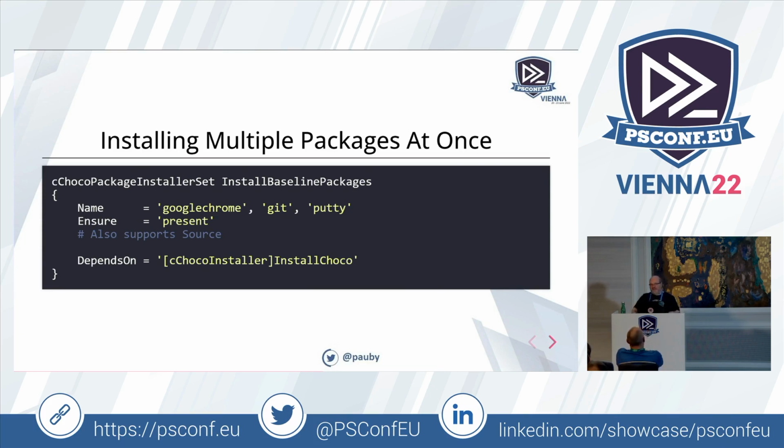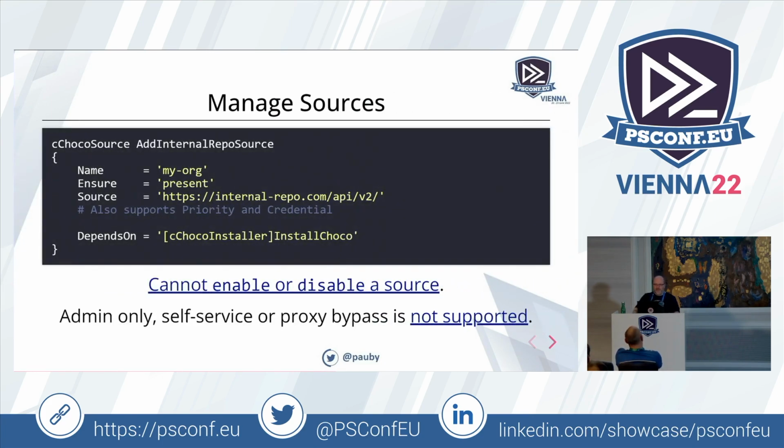But you can specify the source there. I haven't added it in. Again, pull from your internal Nexus or Artifactory repository. It all works, so that you can use that in your organization. Managing sources, that's really important, again, organization-wise, or even at home, you want to add in a source. I've got a local source at home where I pull all the packages down because I've got multiple machines to update. So with the cChoco source, you can manage those sources.